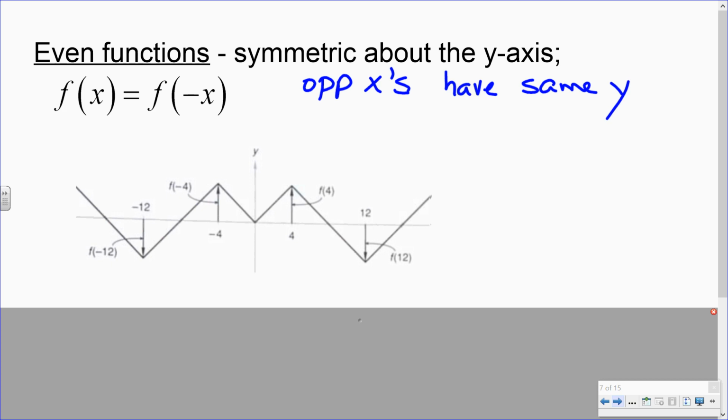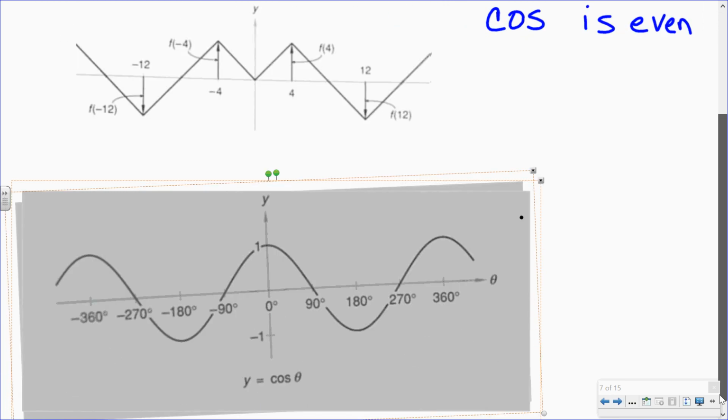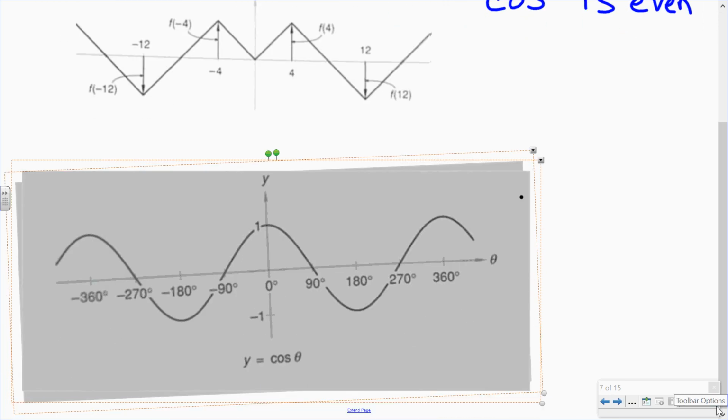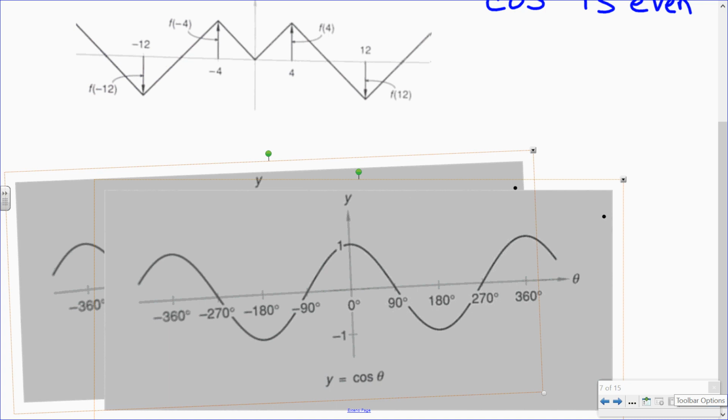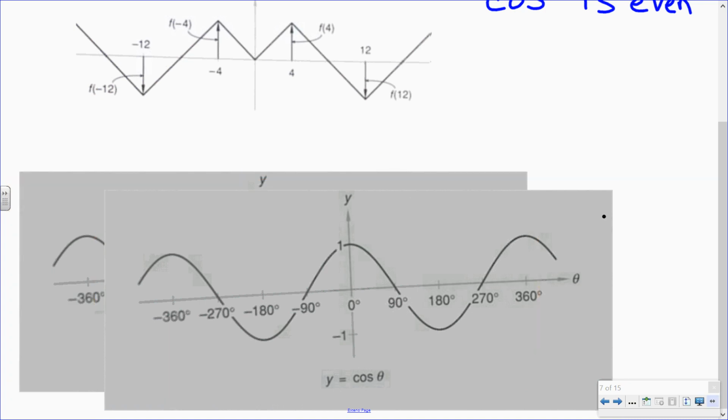Think about your trig functions that you know. No shifts, basic sine and cosine. Is either one of those symmetric about the y-axis? So cosine is also symmetric about the y-axis. So cosine is even. And let's get the graphs up here so that we can see that. Maybe I can straighten this just a little bit. It's not too bad, but that's a little bit better.